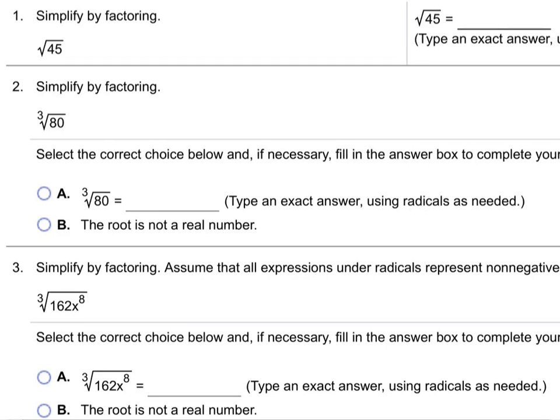Okay, so here we are in section 6.3. And they want us to actually simplify. Let me just get a fresh screen for you. Here's 6.3. Number 1, square root of 45. Now, what do they want me to do?